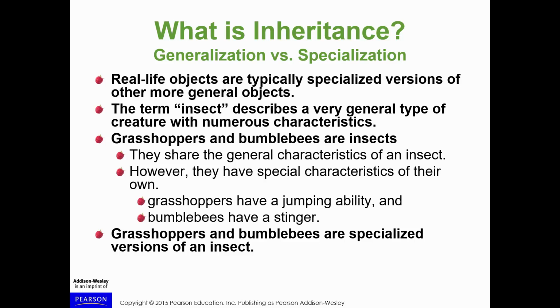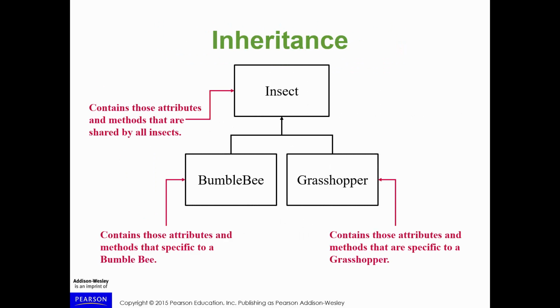You could make a class that was called insect. And from insect, you could say, well, grasshoppers are insects, bumblebees are insects, etc. All insects share certain things. But, for example, grasshoppers can jump, bumblebees can sting. Grasshoppers, to my knowledge, can't sting, and to my knowledge, bumblebees can't jump. So as mentioned there in the bottom of the slide, grasshoppers and bumblebees are specialized versions of an insect.